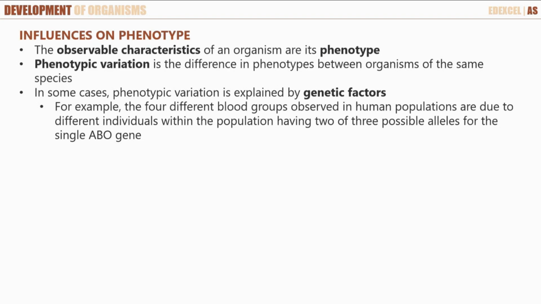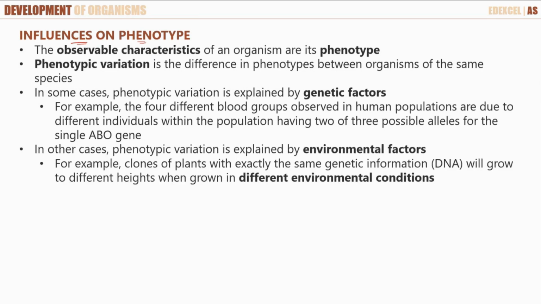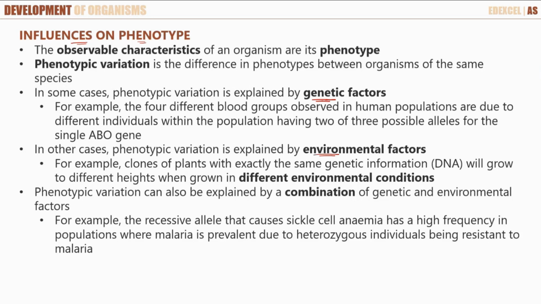Okay, clear? So when we talk about the influence on phenotype, it is not only the genetic factors; the environment also plays a very important role. So what are the factors that influence your phenotype? First is your genetic factor. The other is your environmental factor. So at the end, we can say that phenotypic variation can be explained by a combination of genetic and environmental factors. Okay, clear? Any doubt?